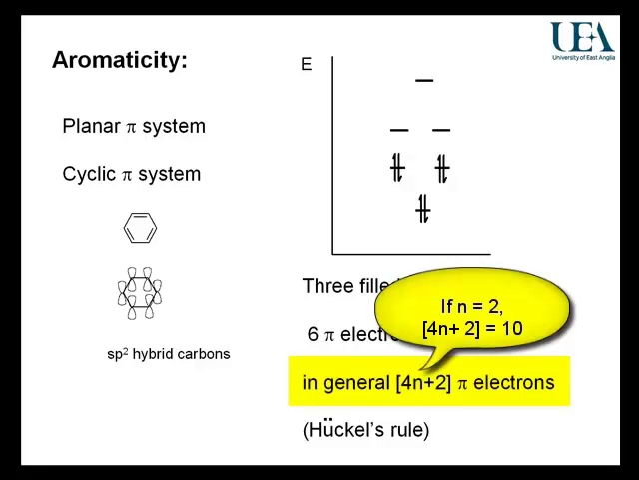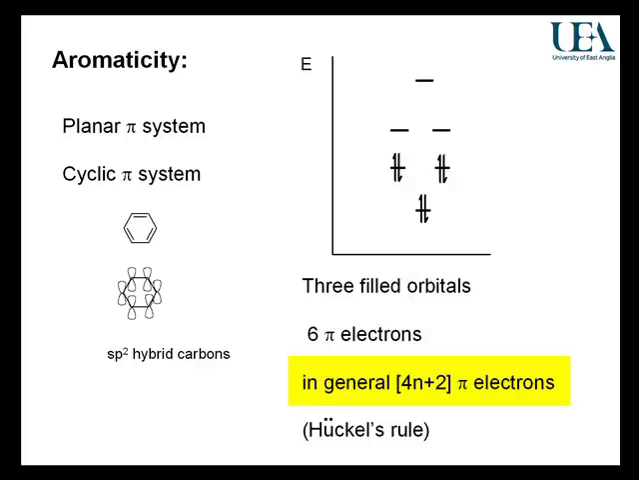If n is 2, the next integer in the series, 4 times 2 is 8, plus 2 is 10. So 10 electrons is aromatic. Aromatic compounds are very stable, and they correspond to Huckel's 4n plus 2 rule in the general case, and they are conjugated planar cyclic pi systems.